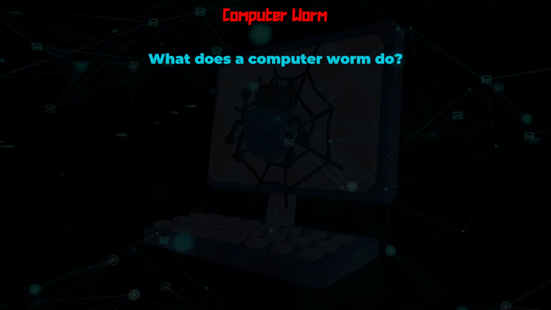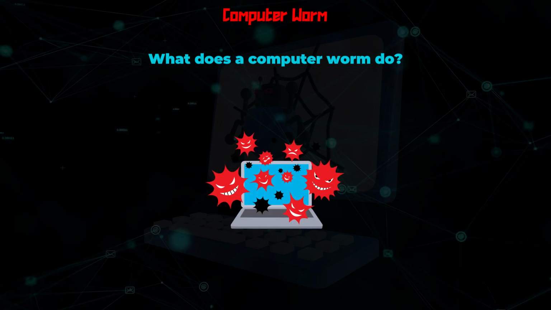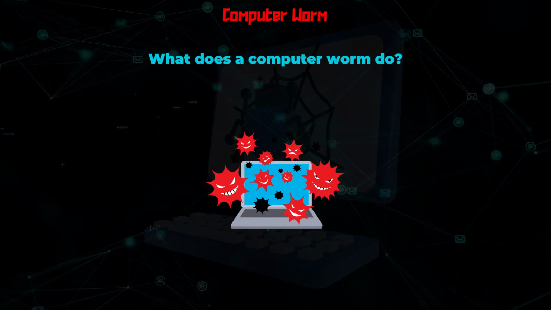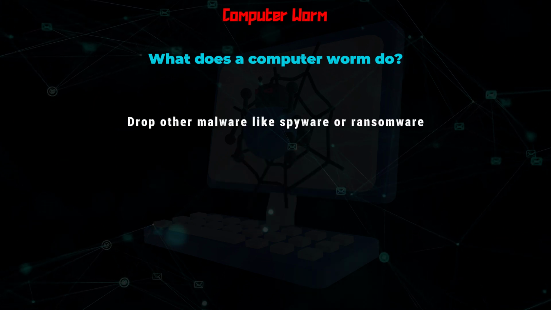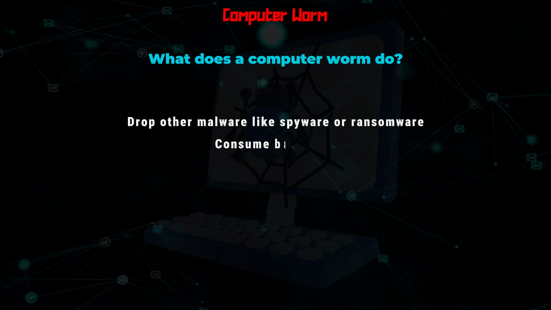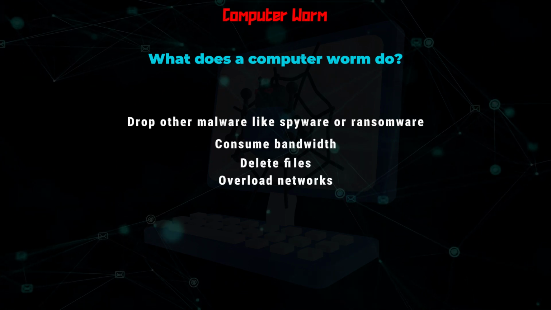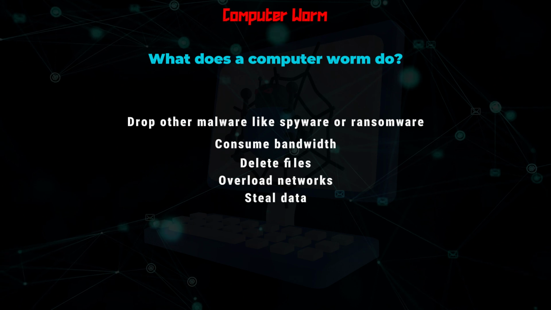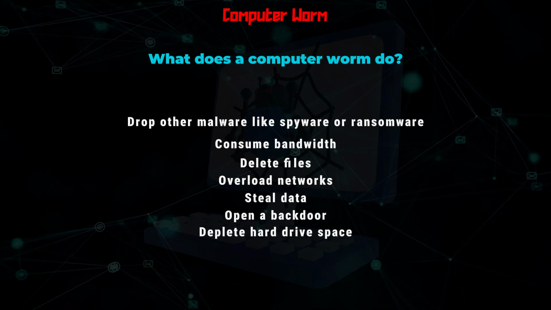What does a computer worm do? Once a computer worm has breached your computer's defenses, it can perform several malicious actions like drop other malware like spyware or ransomware, consume bandwidth, delete files, overload networks, steal data, open a backdoor, and deplete hard drive space.